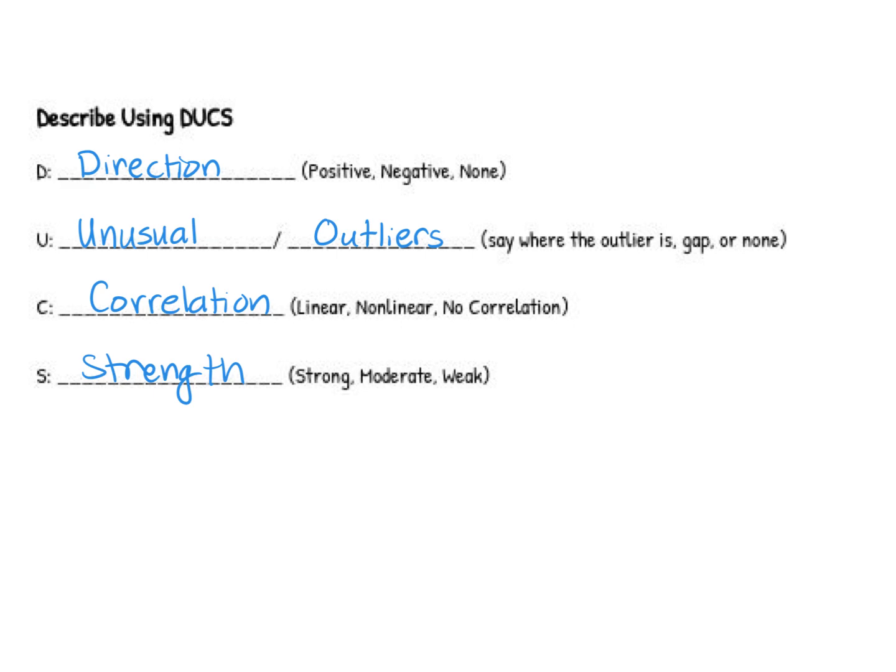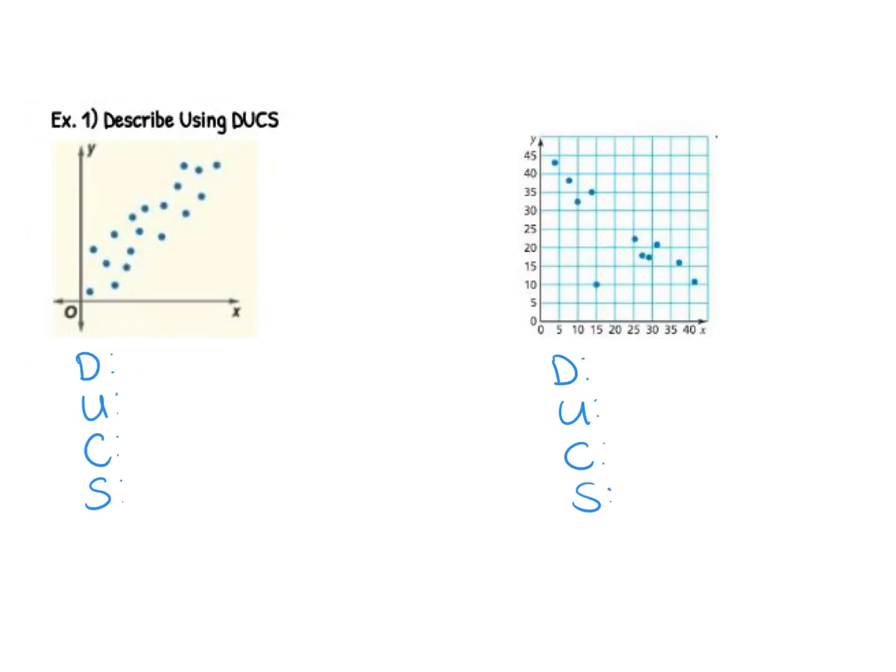And then the strength: strong, moderate, weak. Strong, you're going to have all your dots kind of close together, all moving in that direction that it's going. Moderate would be that you can still see its shape, but they might be further apart, there might be some outliers and things. And then weak, especially in your no correlation, when you can't really see that shape that it's taking. So let's practice.